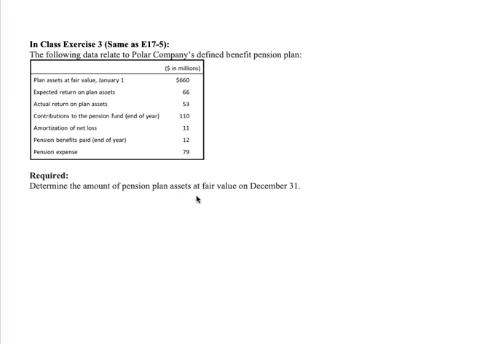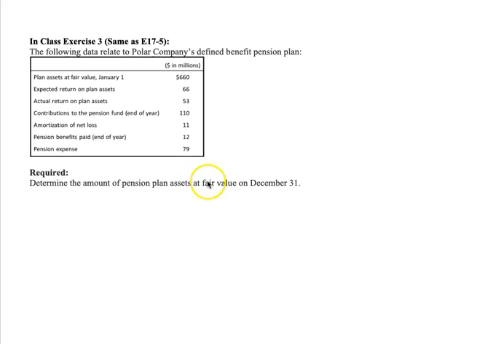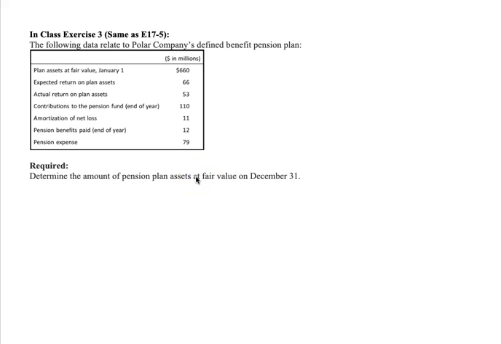Now let's look at the items that go into the plan assets. And to do that, we're going to look at this exercise 3. The following data relate to Polar Company's defined benefit pension plan. So it tells the plan assets to begin the year were 660. Then it tells us the expected return, the actual return on those assets, the contributions made to the plan, the amortization of net loss, the pension benefits paid for the year, and the pension expense was 79.